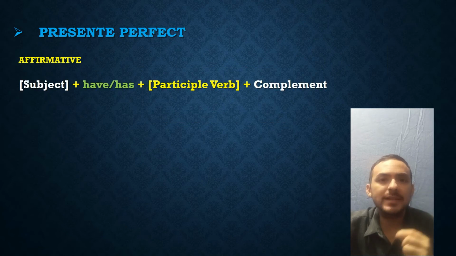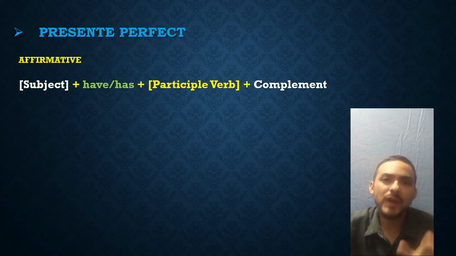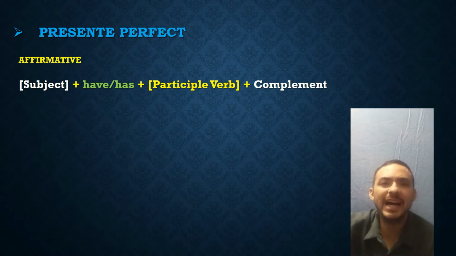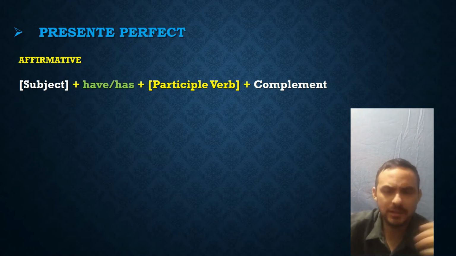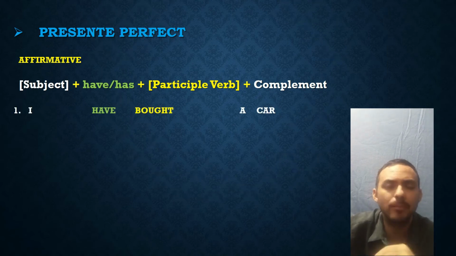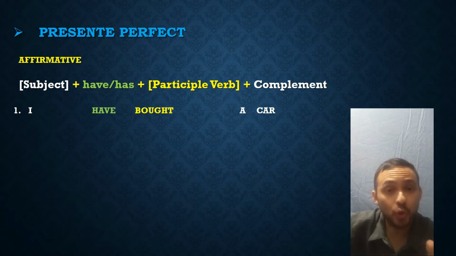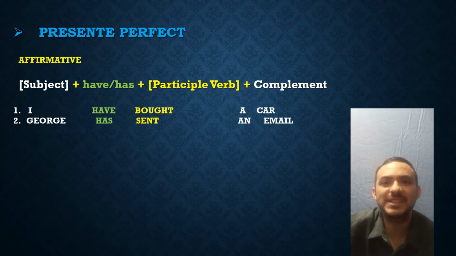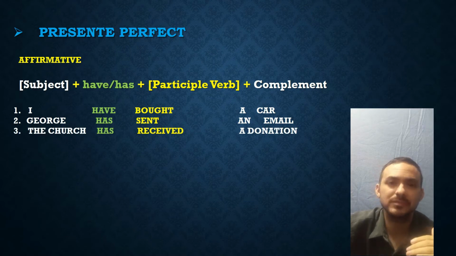We have to write the subject. It can be a noun or pronoun. Then the auxiliary verb to have followed by the past participle verb, and finally we add the complement. Let's look at this sentence. I have bought a car. George has sent an email. The church has received a donation.